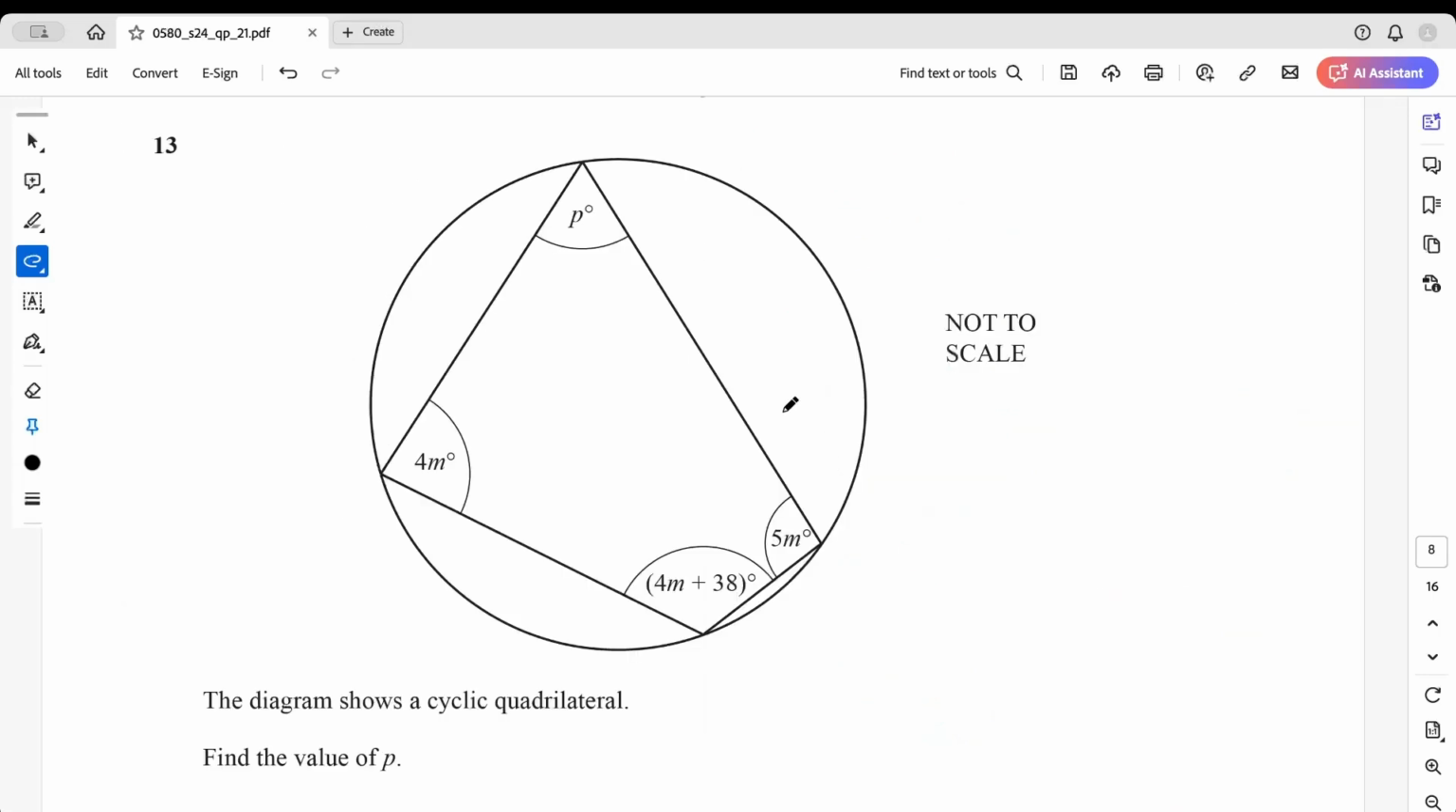Question 13. This is a circle theorem question. So you do have to memorize your circle theorems for you to be able to solve this. The diagram shows a cyclic quadrilateral, and all cyclic means is that all corners or vertexes of your quadrilateral or any shape are on the circumference of the circle.